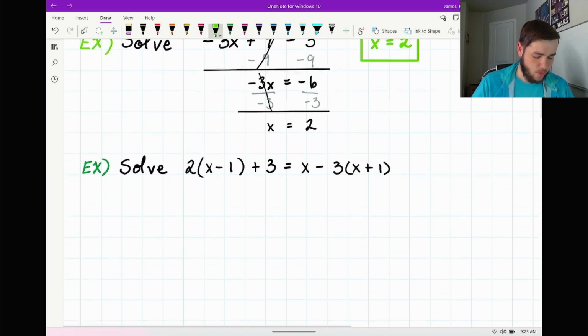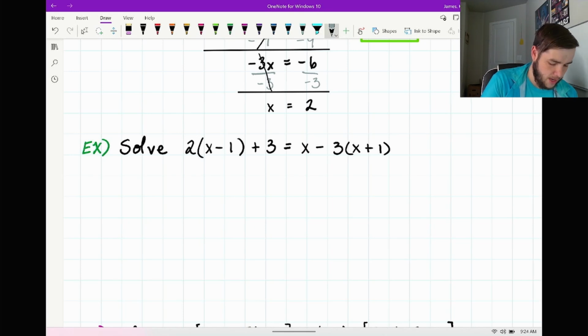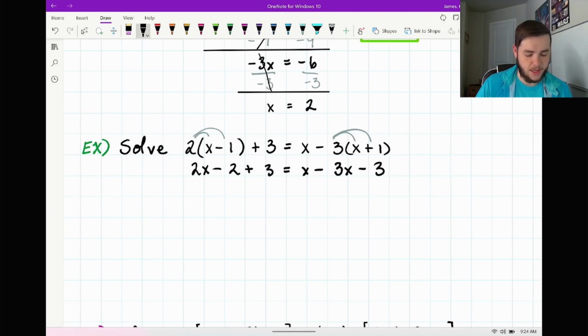But what happens when I've got x's on both sides of my equation? Well, not much changes here. I still want to isolate x on one side of the equation. So let's see how that changes my solution process here. The very first thing I notice is that neither side of this equation is fully simplified. So let's start there. I can distribute this 2 to get 2x minus 2 plus 3 equals, I can also distribute this negative 3 to get x minus 3x minus 3 on the right-hand side.